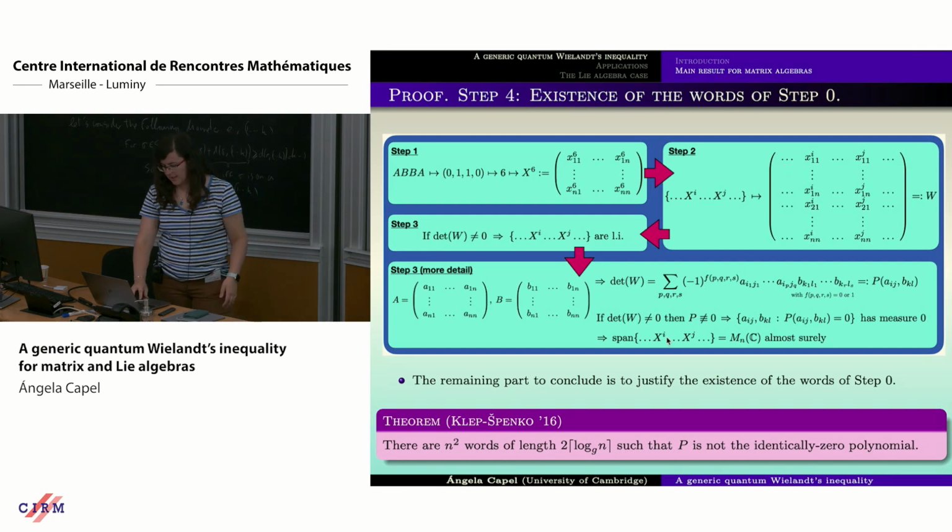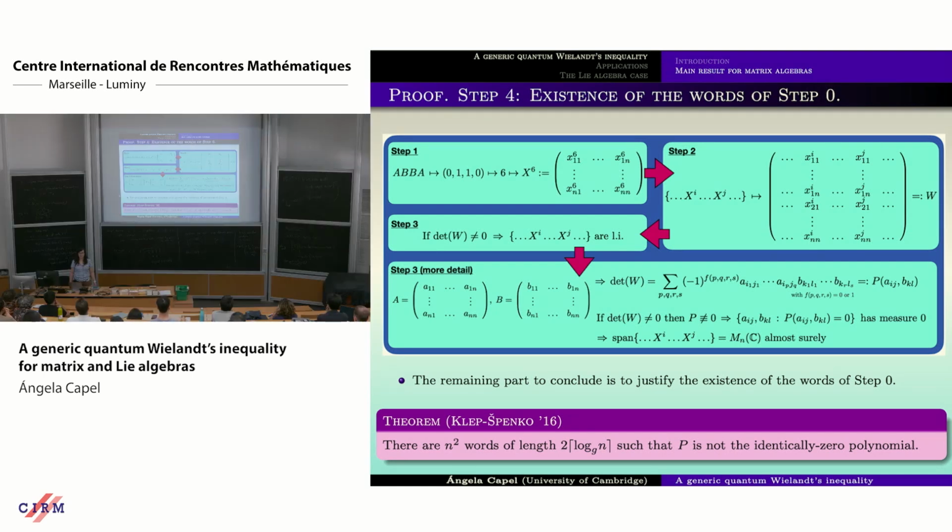Or in more generality, what they proved is that there are n² words of length of this quantity that I'm writing here, so of order log of n, essentially, such that the polynomial is not the identically zero polynomial. Okay, so this is essentially where all the technicality of the result is hidden. So right, this is the result that I want to present here.